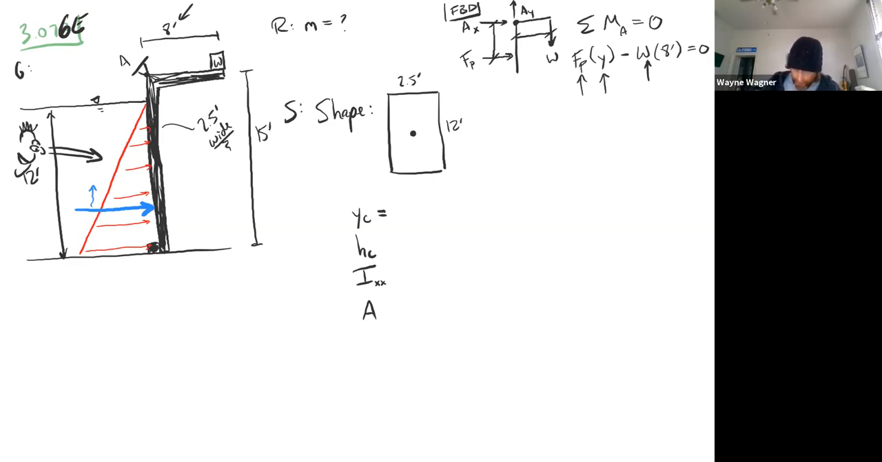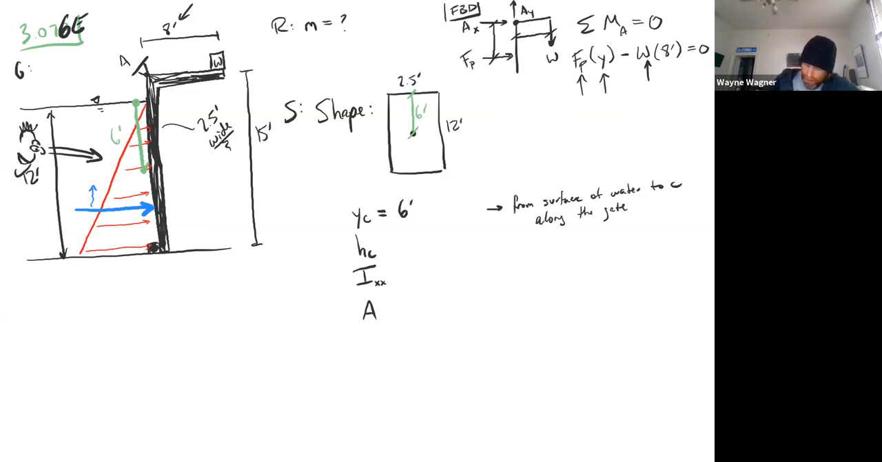And so YC, and this is kind of the key, is measured from the surface of the water to the centroid along the gate. In other words, let's see if I can do this in green. It's going to go from right here down to the centroid. I've kind of defined it on here. It's halfway down, so that's 6 feet down. That's the same 6 feet over here. So Y sub C is 6 feet.